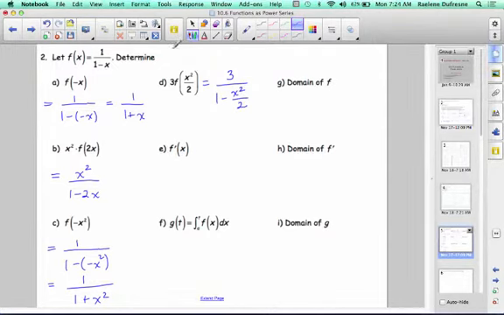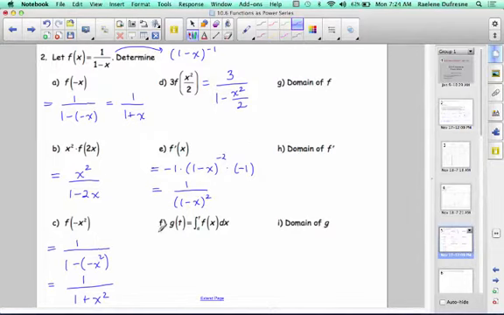And f prime, we're going to see if we have f of x is equal to 1 minus x to the exponent of negative 1, then the derivative is going to be negative 1 times 1 minus x to the exponent negative 2 times negative 1 by the chain rule, which gives us 1 over 1 minus x quantity squared.